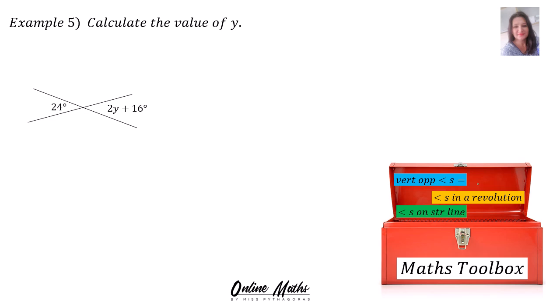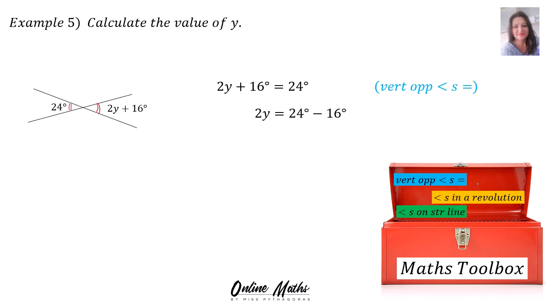Example 5. Calculate the value of y. So when you go to your sketch, again, there's two lines intersecting, and then we find this angle 24, and vertically opposite to that angle is the 2y plus 16. And our theorem says that vertically opposite angles are equal. So we can say that the 2y plus 16 is equal to 24 degrees. And remember, you have to add your reason. Vertically opposite angles equal. And then we can solve y.